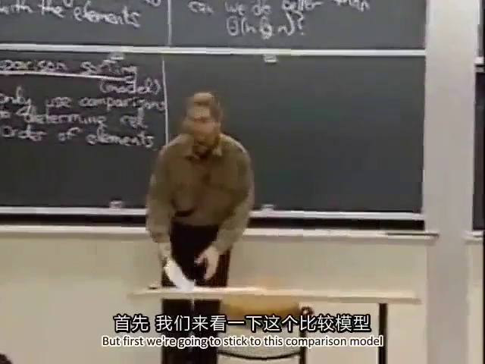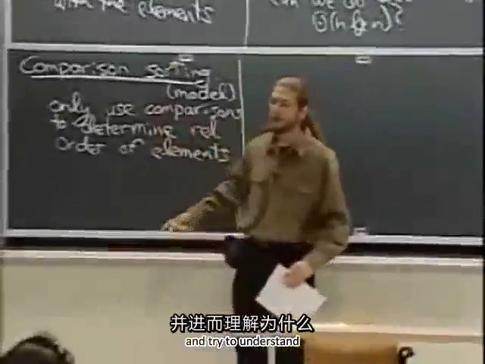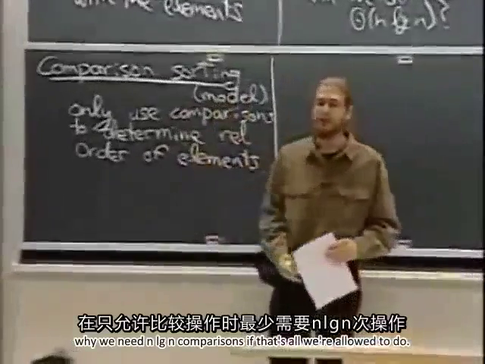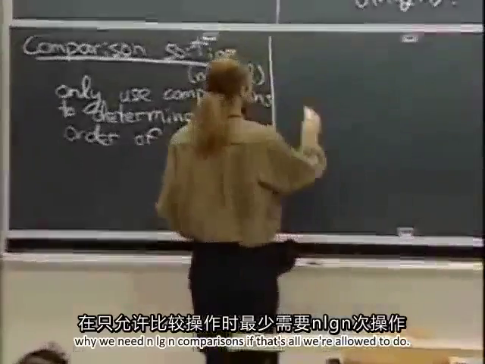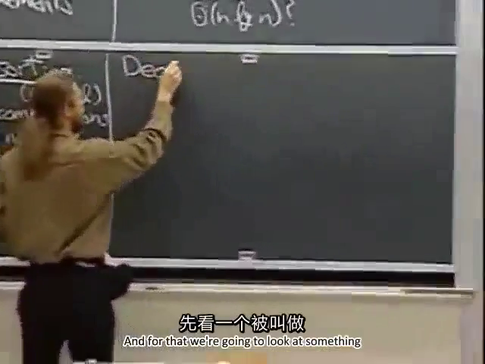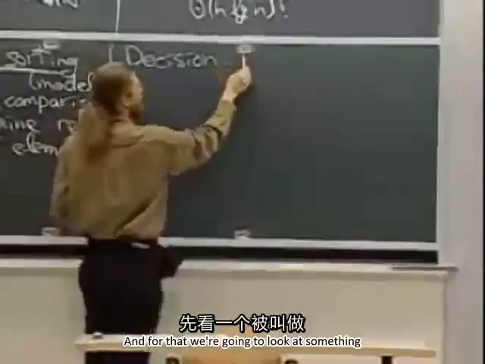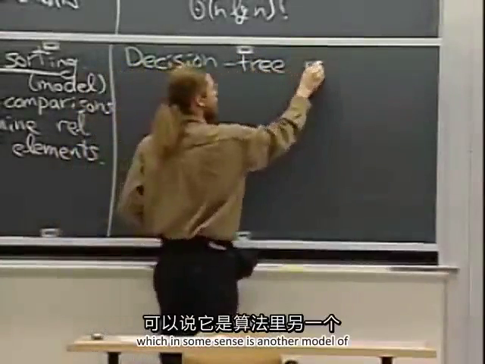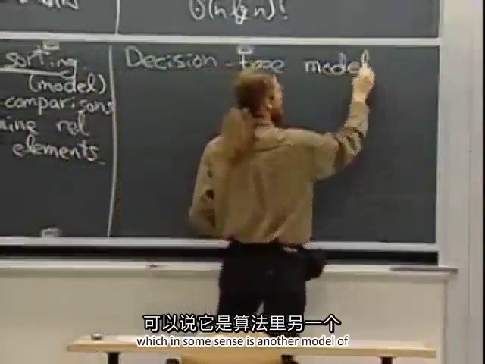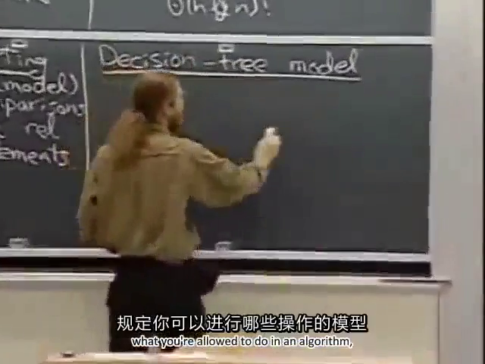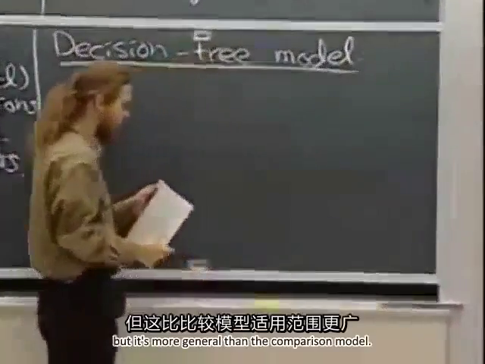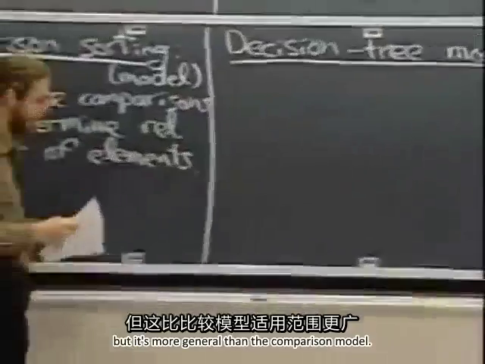But first, we're going to stick to this comparison model and try to understand why we need n log n comparisons, if that's all we're allowed to do. And for that, we're going to look at something called decision trees, which in some sense is another model of what you're allowed to do in an algorithm. But it's more general than the comparison model.